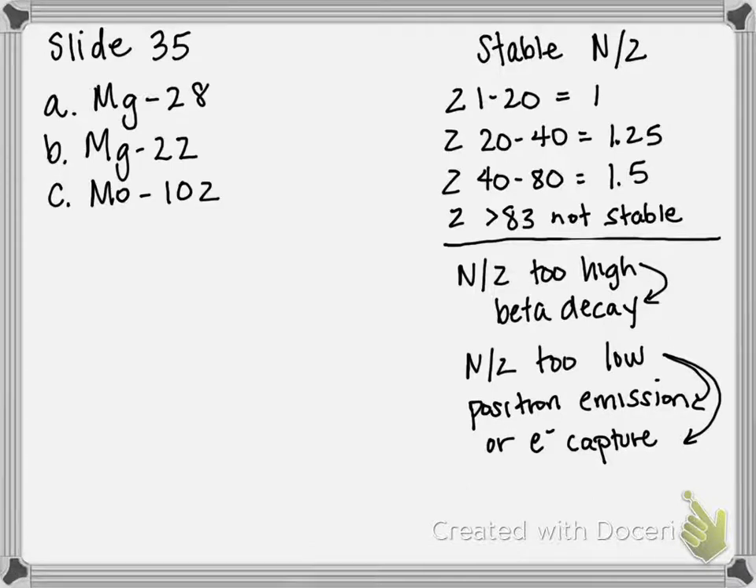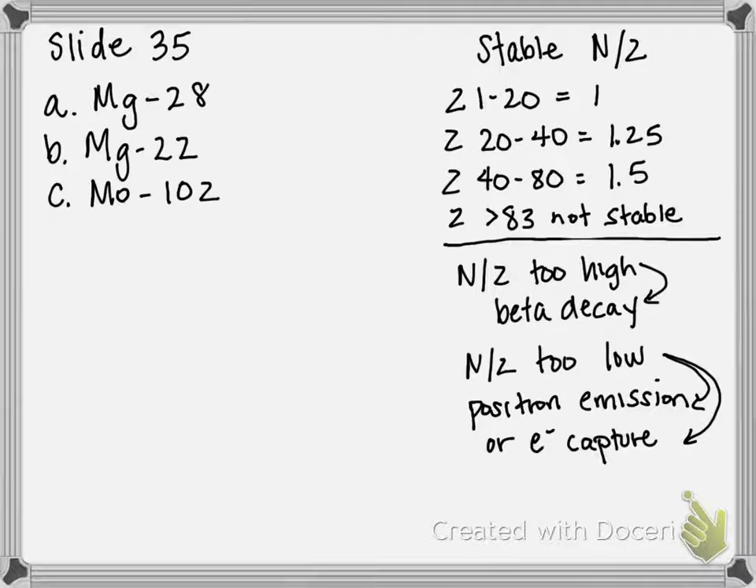So before we start this problem, I want to make sure we're clear on the concept of the N over Z ratio. N over Z, the number of neutrons over the number of protons, is a ratio that helps us determine if an element is going to be stable or if it's going to be a radioisotope, if it's going to decay in some way.